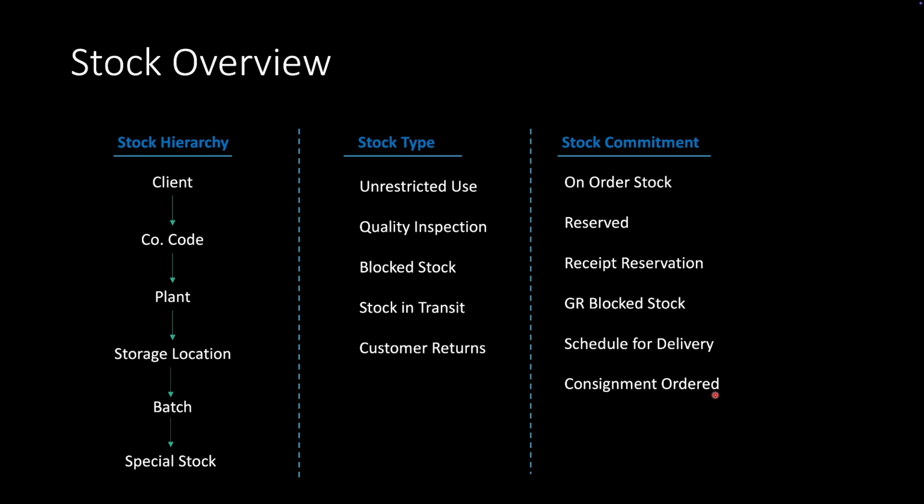The next difference between MMBE and MB52 is that in MMBE, you can only run the stock report for one and only one material code. You cannot check the stock for multiple material codes at one time.